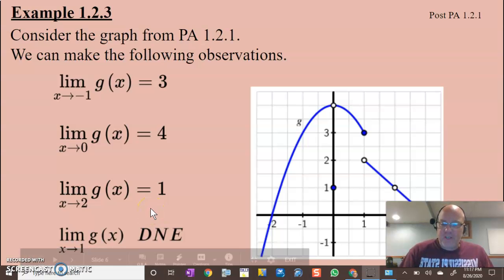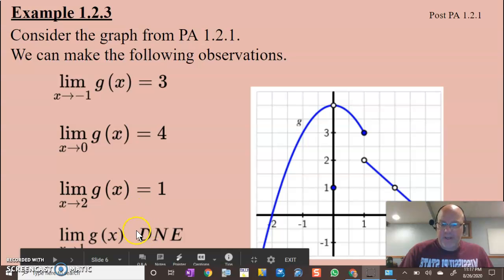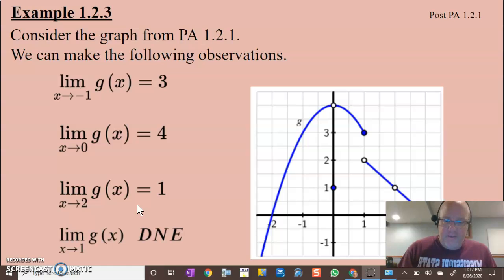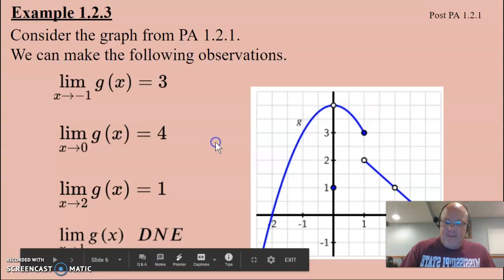I want to draw attention to the fact that we didn't put an equal sign here, because we can't say it's equivalent to does not exist, because that doesn't make any sense. So we just say the limit as x approaches 1 of g of x does not exist.